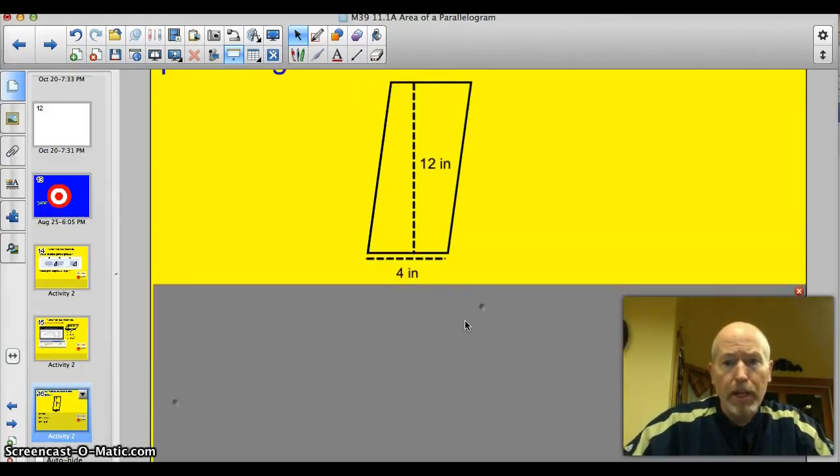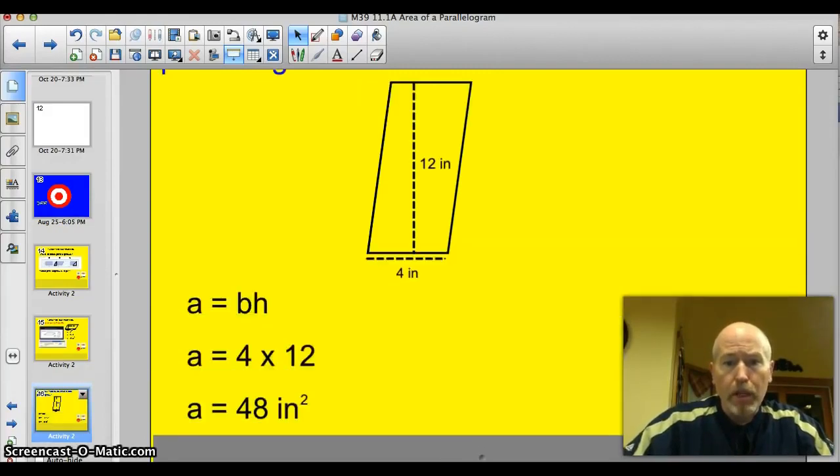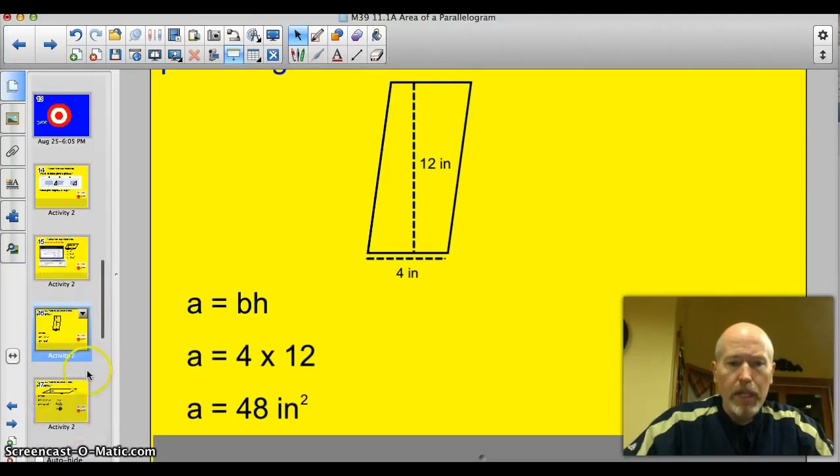Okie dokie, let's see how you did. Well, there's our formula. Area equals base times height. So the base is 4, height is 12. We have 48 inches. Did you remember to square it? Good. All right, let's move on to the next one.